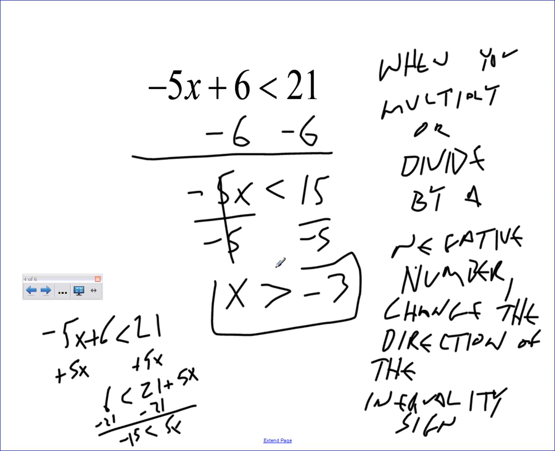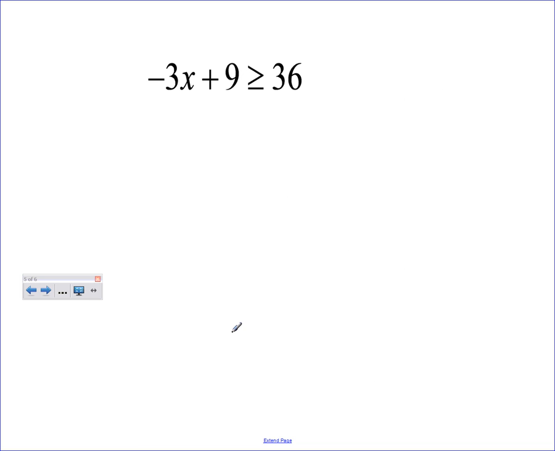So when you multiply or divide by a negative number, and I should have typed this out, whenever you multiply or divide by a negative number, change the direction of the inequality sign. That's what we need to do. Let's do one more of those, and I think we're done on this one. It's not really that crazy a thing. Again, stop and pause and do it yourself if you want.